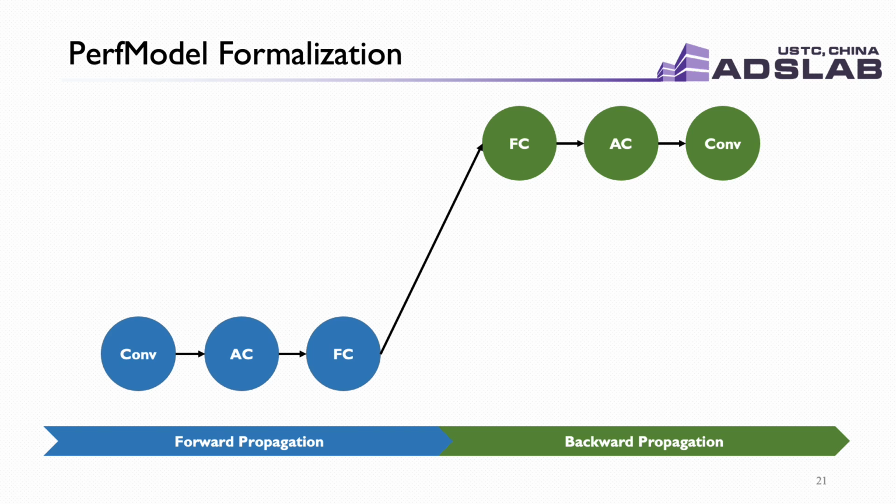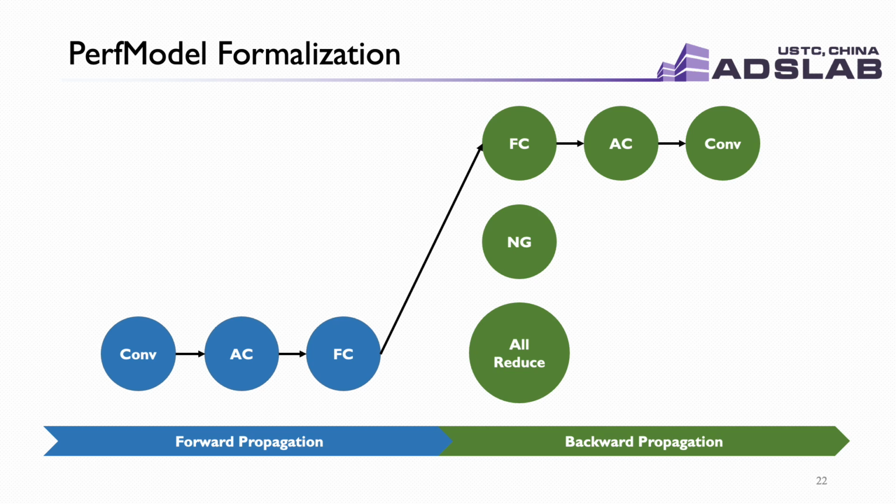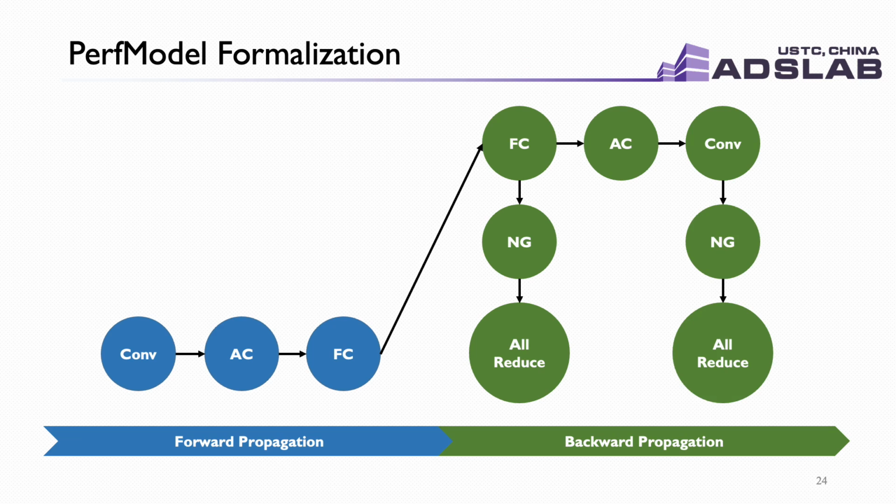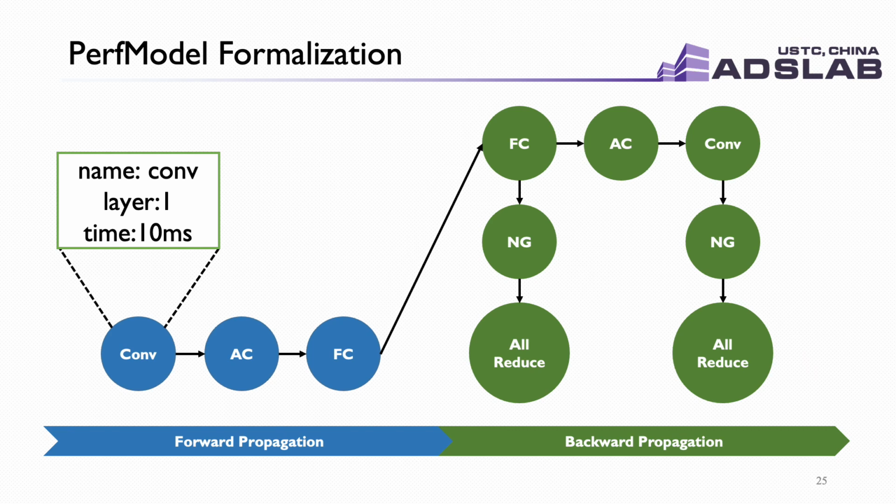In the backward propagation phase, these operators are executed in sequence, but in a reversed order. Fully connected and convolution layers will produce gradients, which need to be synchronized. Here, we use the all-reduce operation to synchronize gradients. Before all-reduce starts, an operation called negotiation, or NG, is performed to assure that every trainer is ready for gradient synchronization. Now, we can add the synchronization operators into the attributed DAG. The same with the convolutional layer. The operators in training construct an attributed DAG in which the time attribute of each operator is reported by PerfSim.